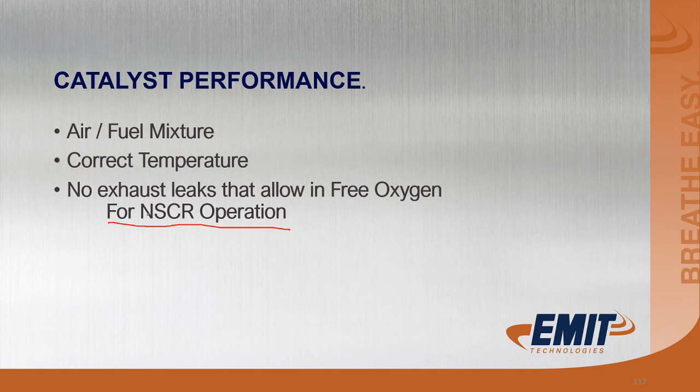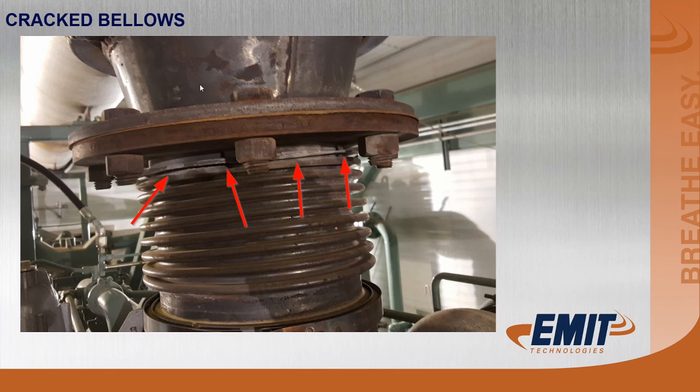For NSCR operation, we need to make sure that we maintain the oxygen content in the exhaust stream at 0.5% or less. And that maintains the free oxygen at a low enough level that the carbon monoxide and the remaining VOCs can utilize that oxygen and then go after the oxygen that's attached to the NOx.